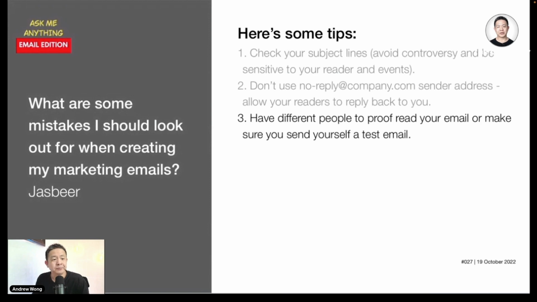The third one is, at the very least, if you're the one writing the email, have somebody else read it, right? Because sometimes it feels right as you're writing it, but when somebody who has not seen the email reads it, they may interpret it differently. If it's positive, fine. But if they interpret it negatively, at least you catch it there and then, and make the necessary adjustment before you send it out to the rest of your list.